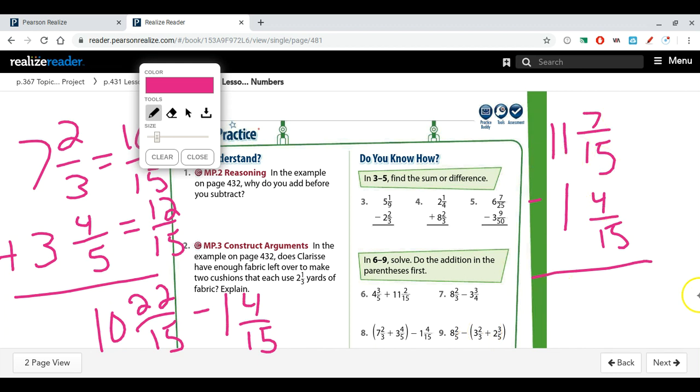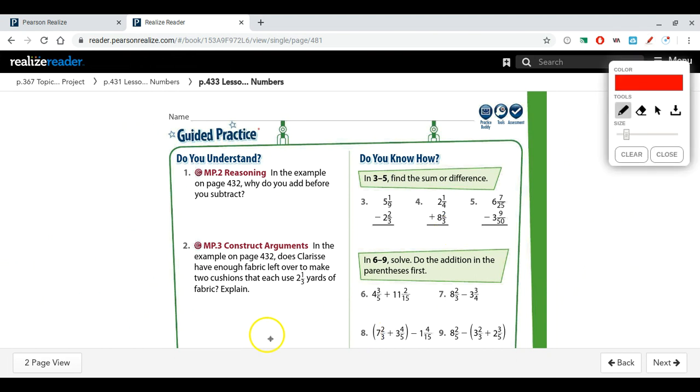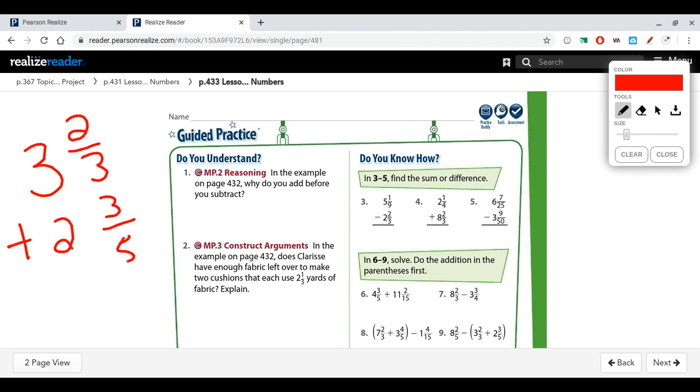So 7 subtract 4 is going to be 3/15. 11 subtract 1 is going to be 10. So my answer for number 8 is going to be 10 and 3/15. All right, so let's take a look at our last problem. So again, do the addition first because it's in the parentheses. So I have 3 and 2/3, and I'm adding that to 2 and 3/5.